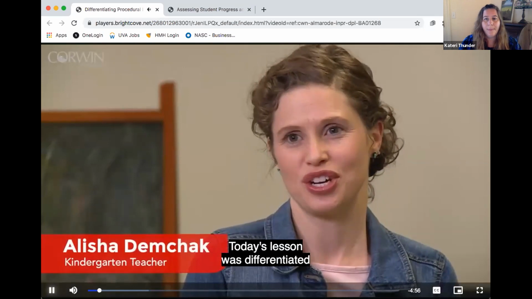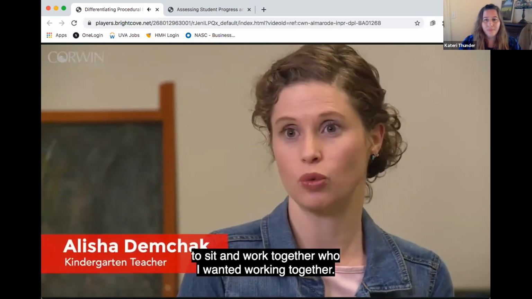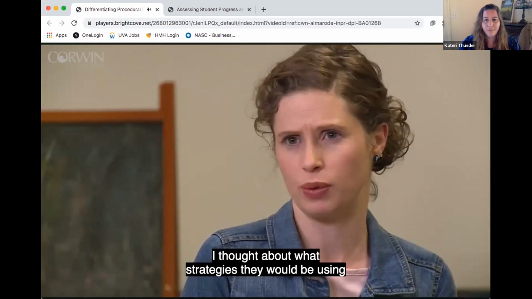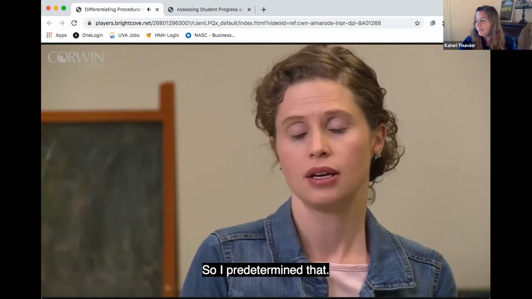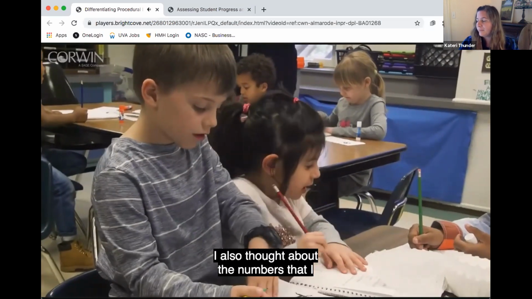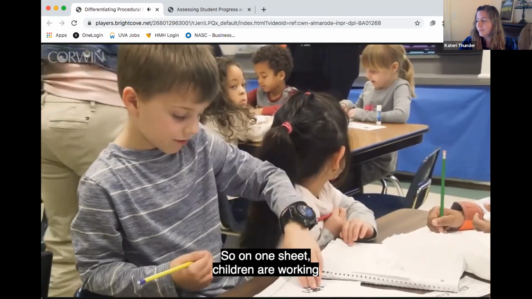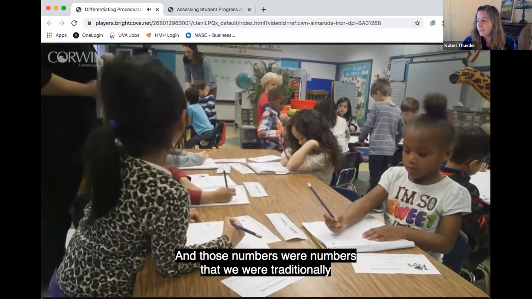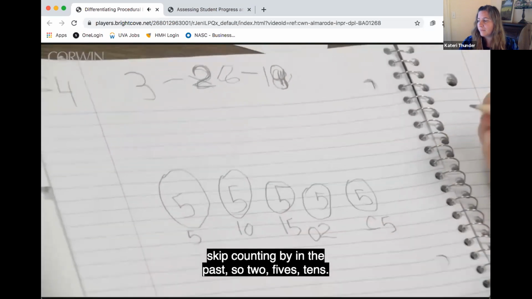Today's lesson was differentiated in several different ways. One, I thought about where I wanted students to sit and work together, who I wanted working together. I thought about what strategies they would be using in the conversations they would be having. So I predetermined that. I also thought about the numbers that I wanted them working with. So on one sheet, children were working with numbers from 10 and below, and those numbers were numbers that we were traditionally skip counting by in the past, so 2s, 5s, 10s.